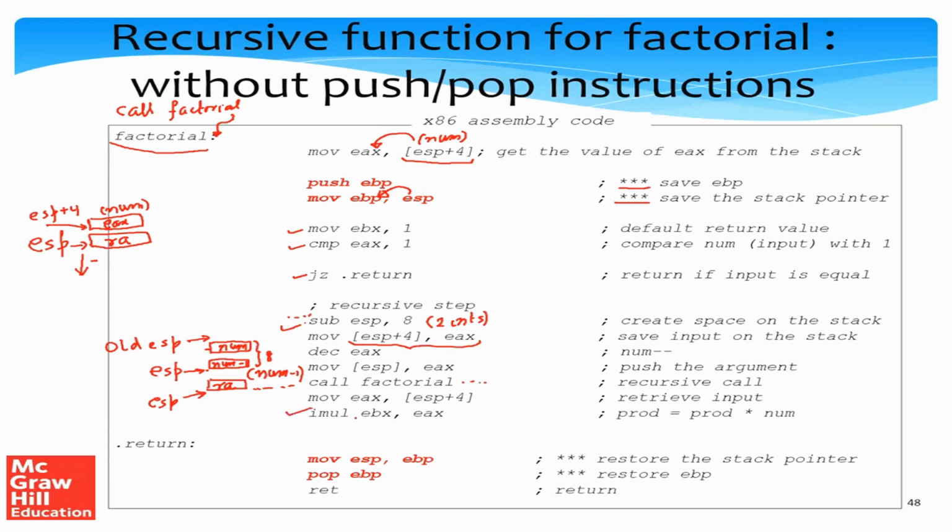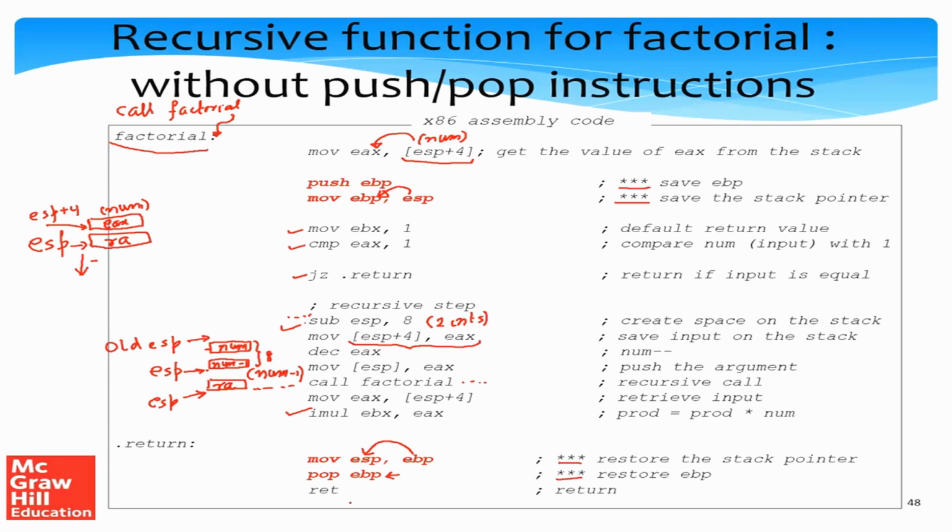Finally, we do the multiplication. Prod equals prod times num. Then we have these 2 extra lines here. So we restore the stack pointer. Basically whatever was there in EBP, we put it into ESP. And we restore the value of EBP by popping it. And we return.